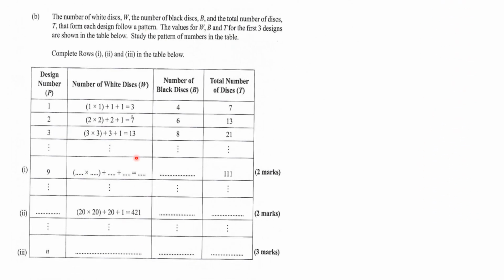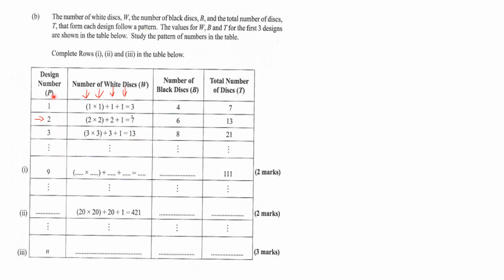Okay, so here we have part B. It says the design number P, 1, 2, 3, number of white discs. It has 1 times 1, that's the same, plus 1, plus 1, and they got 3. Then we do 2. So P was 2, and here we have 2 times 2 plus 2 plus 1. The 1 remains the same as it was for design number 1. Design number 3 is 3 times 3 plus 3 plus 1. The 1 remains the same. And then you add and you get 13.